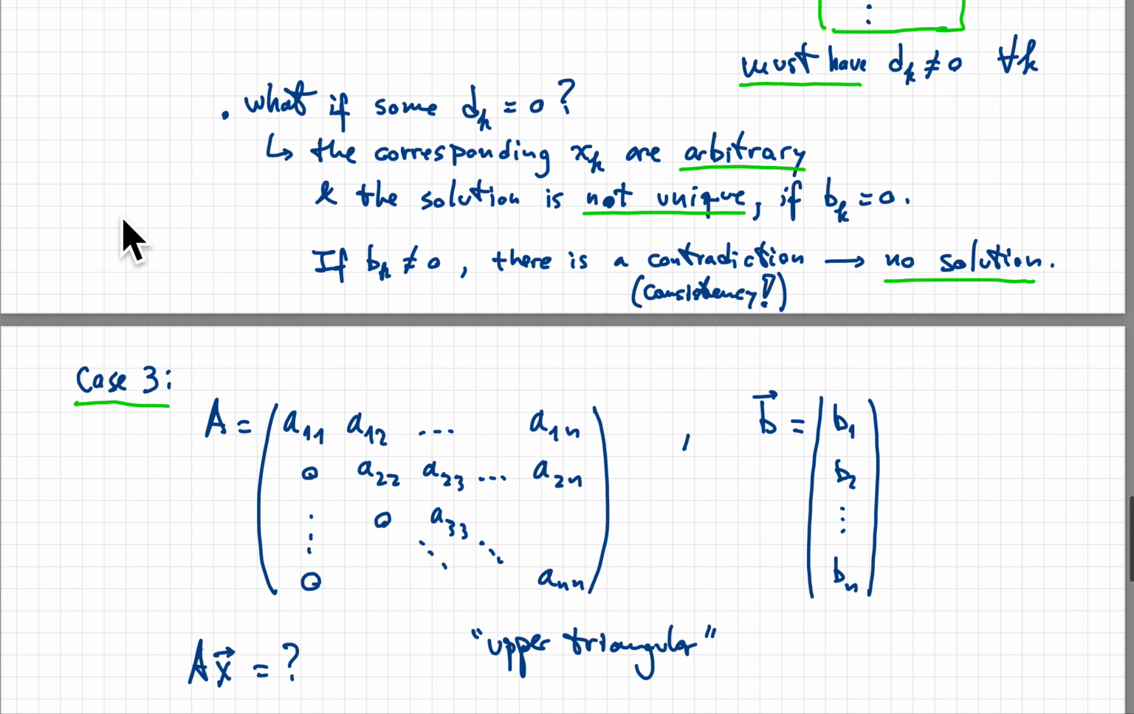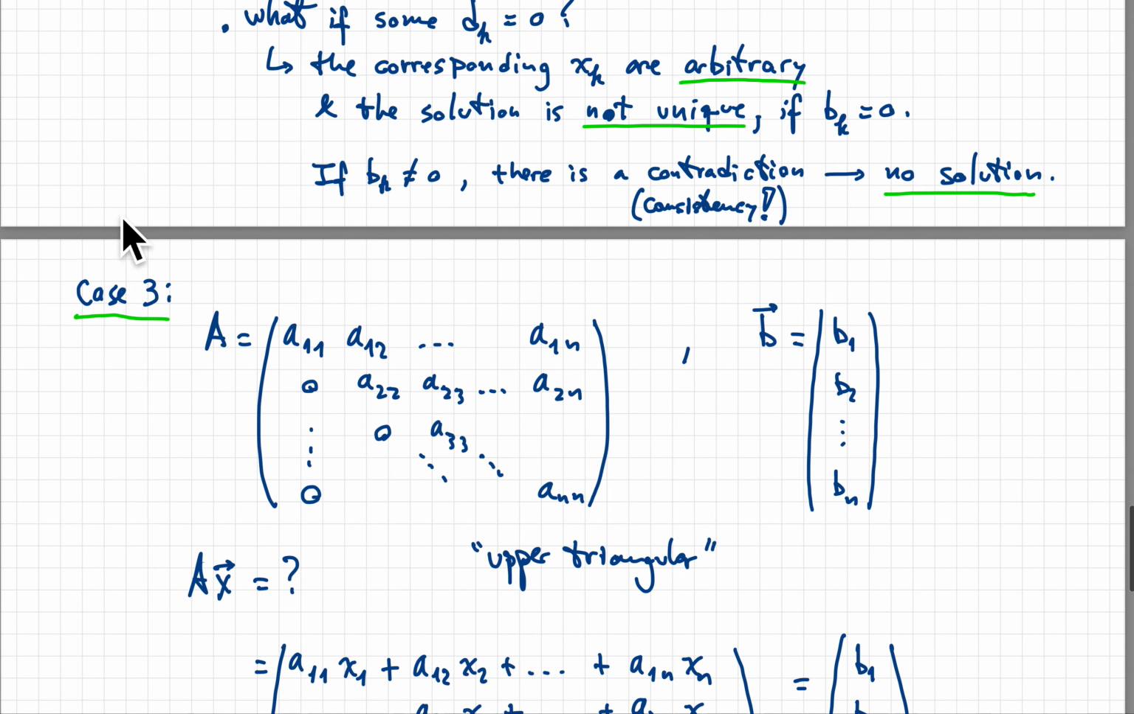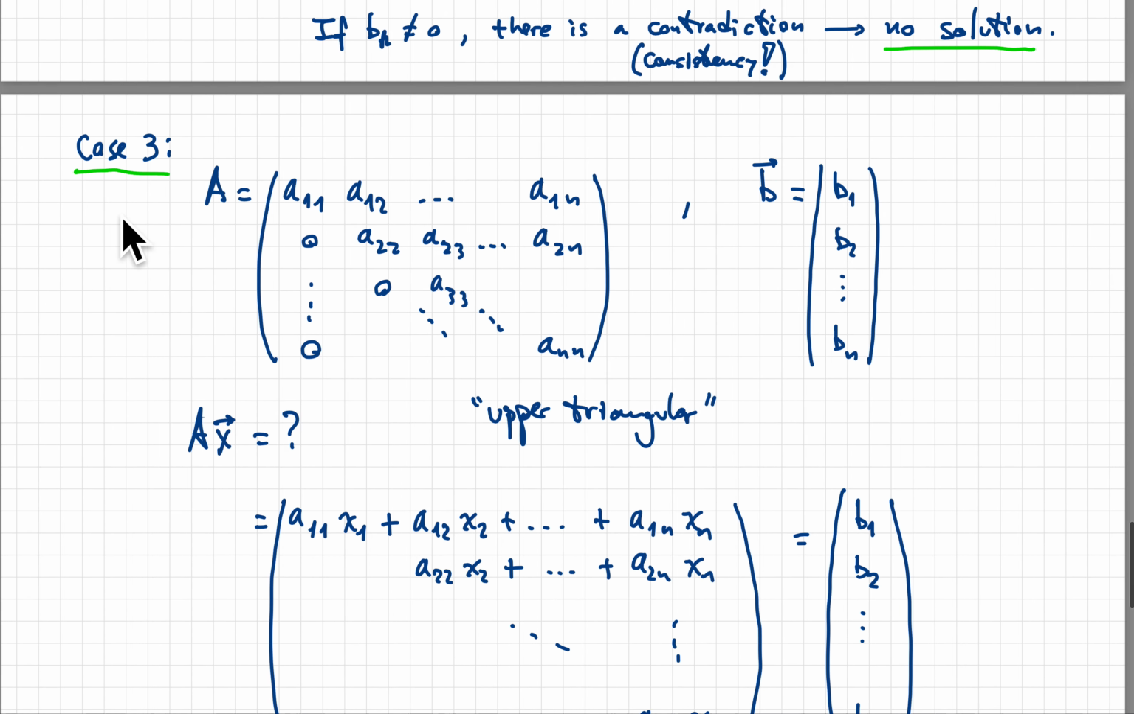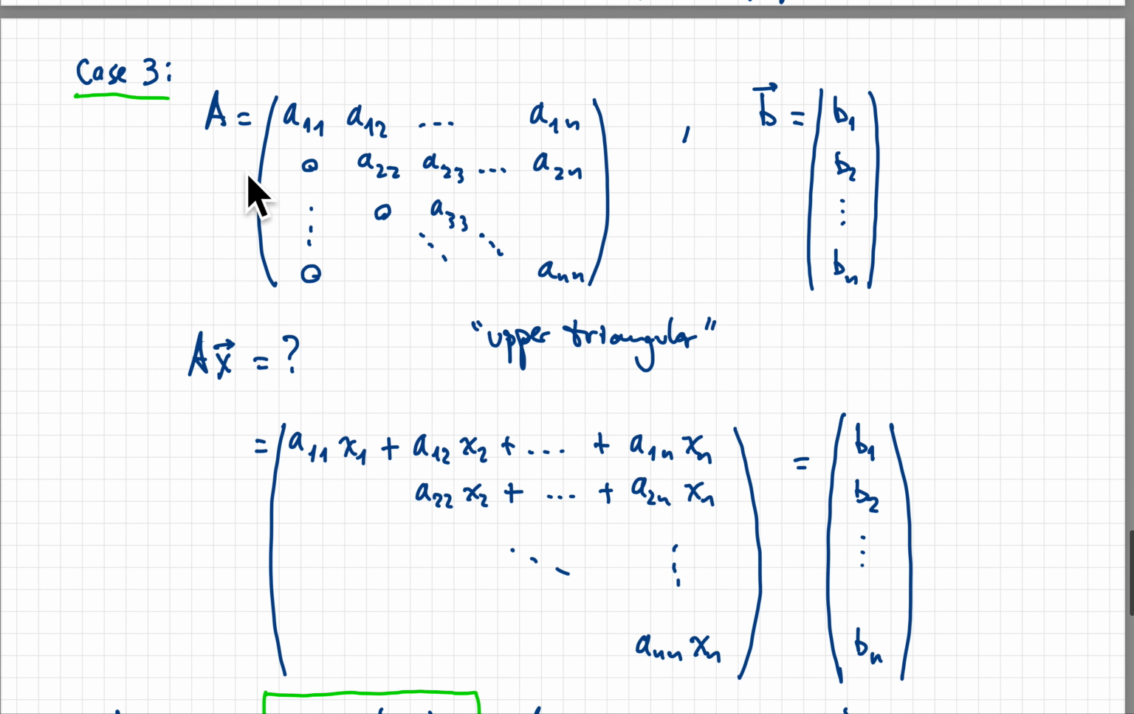So this case 3 is where things start to get more interesting. So far things were a little bit trivial. Suppose that A were upper triangular. Remember, upper triangular is such that the diagonal may be non-zero and the upper triangle may be non-zero, but below that everything is zero. So we have a bunch of non-zeros here, and below that everything is zero. That's what we call upper triangular. B is our usual B.